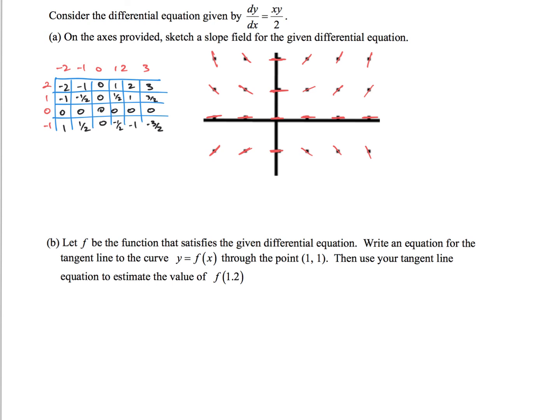Thanks, Harshna. Let f be the function that satisfies the given differential equation. Write an equation for the tangent line to the curve y equals f of x through the point 1, 1. All right, fantastic. So, what do I need for a tangent line? A point and a slope. What'd they give me? They gave me a point. What do I need to find? A slope. Well, they gave me a slope equation at the beginning, so let's do it.